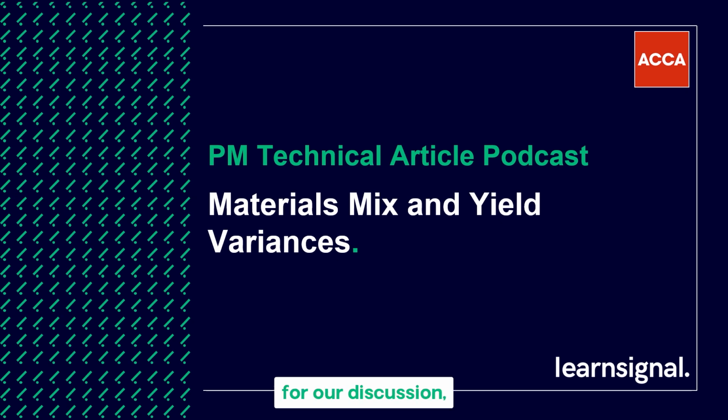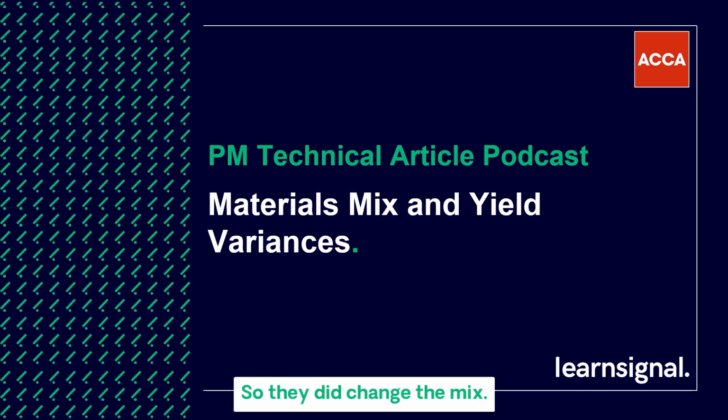And critically for our discussion, how much product do you actually get out? What happens to the yield? Right, the hidden consequences. So let's look at what actually happened with Capico. This is where it gets really interesting. Okay. Their actual performance showed a favorable material mix variance, $913.33 favorable. So they did change the mix.